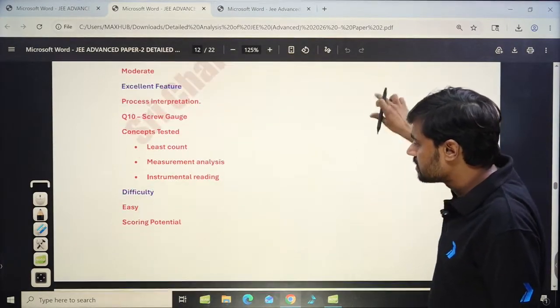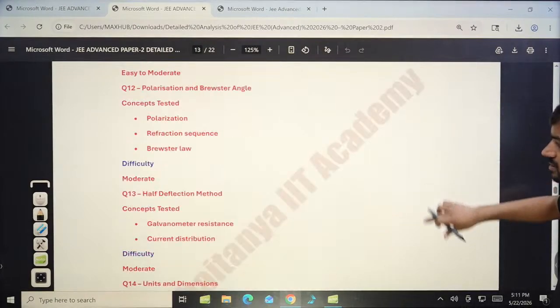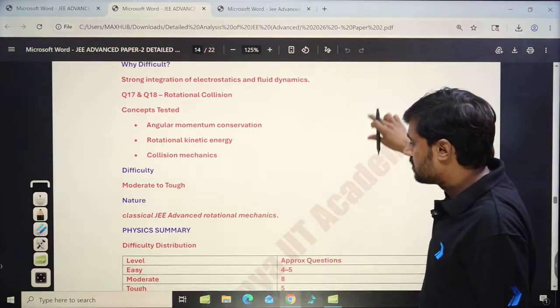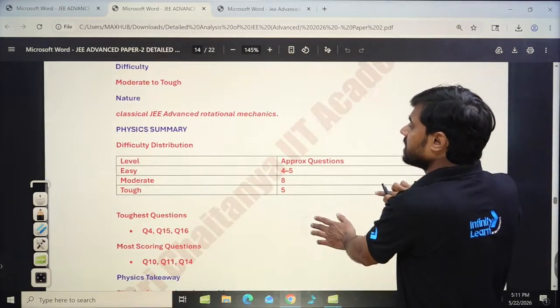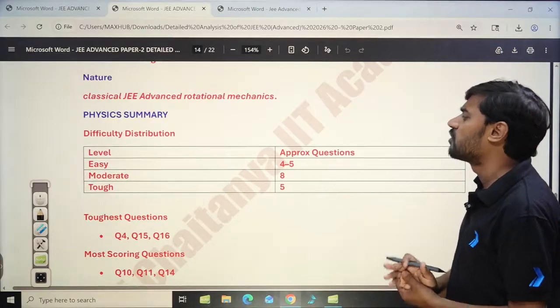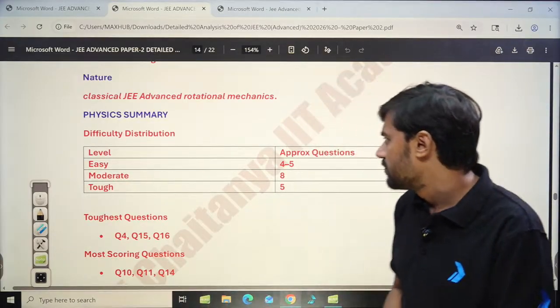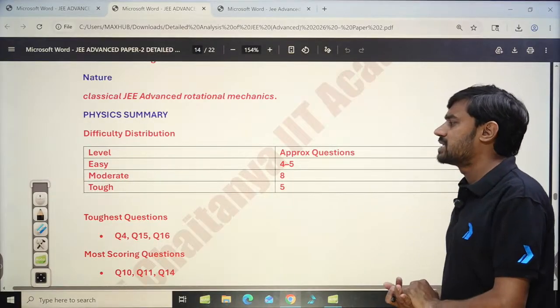And here is a PDF which shows how many questions are from 11th and how many are from 12th. Difficulty-wise, there are 4-5 questions in the easy category, the moderate number of questions was 8, and tough was 5.